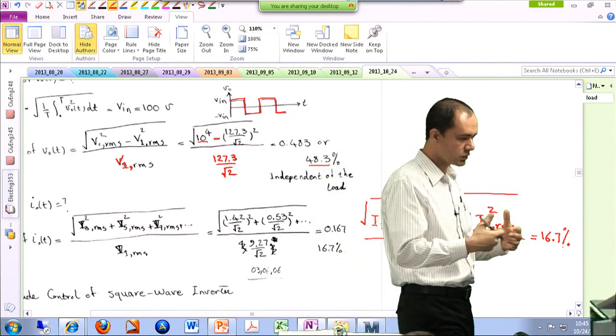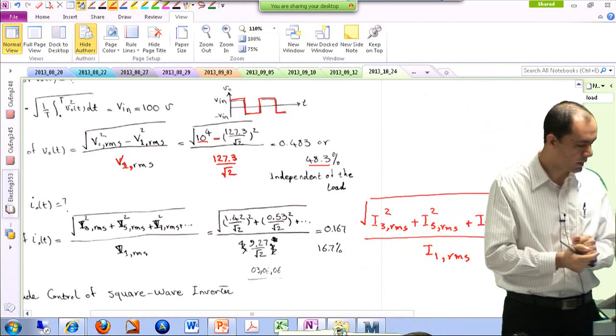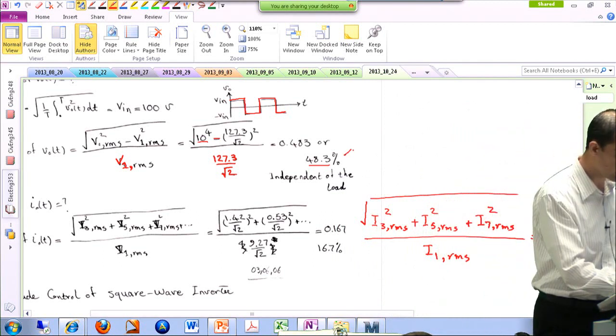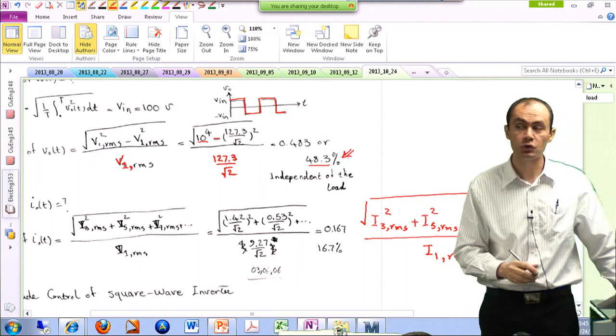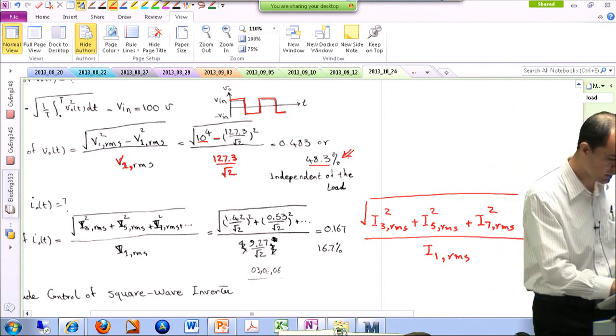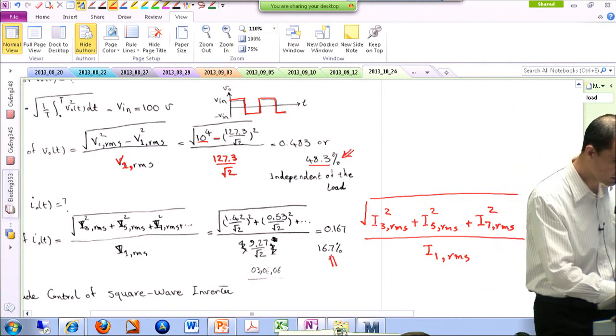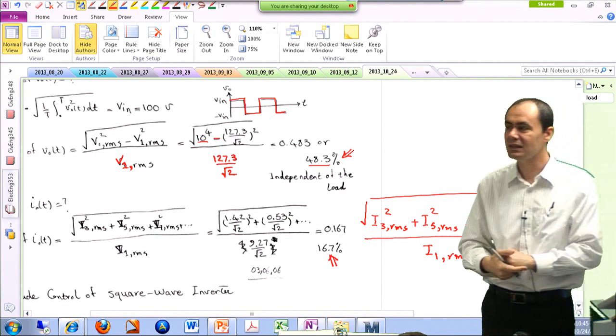And you kind of expected that because you have actually a low-pass filter applied to your output voltage, so things are going to get closer and closer to a sinusoidal form. As you can see, your output voltage had a total harmonic distortion of 48%, but your output current is actually doing much better, only 16%.